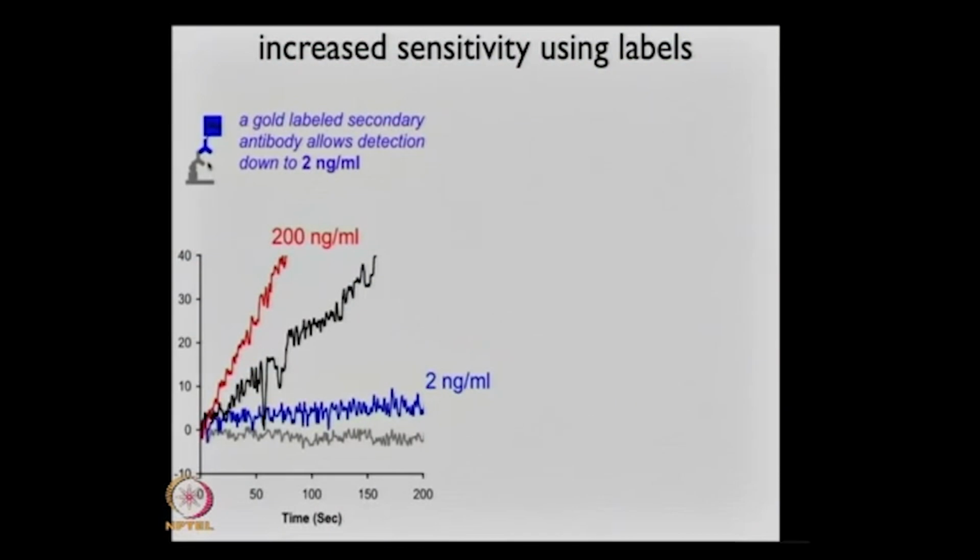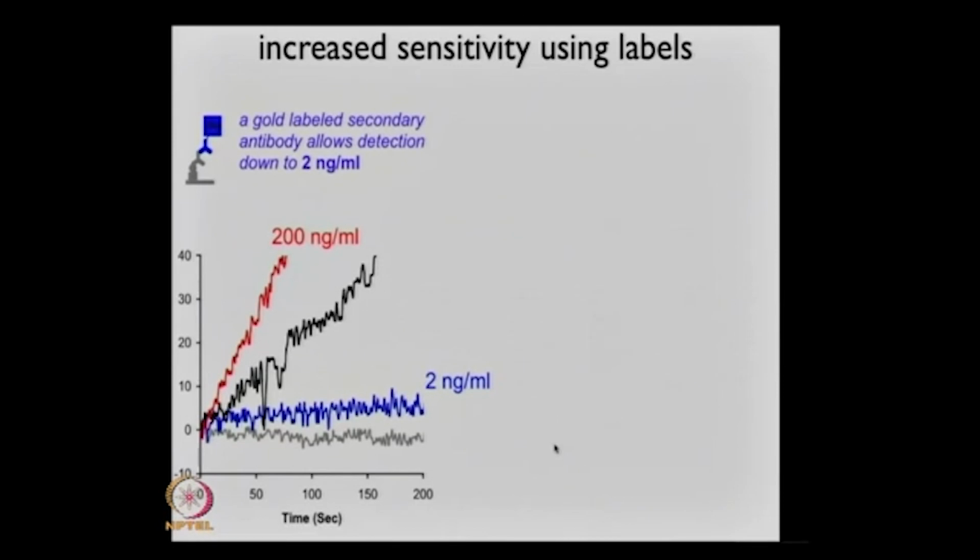But now I'm going to introduce a secondary antibody, in this case labeled with a little piece of gold. Actually, we found out later we don't need that gold label. But anyway, for this graph, it had a gold label in there, and we can bring it down from 200 nanograms per mil to 2 nanograms per mil. And now this noise is the noise of the detector. In order to go better than that, we have to do a little bit more signal averaging.